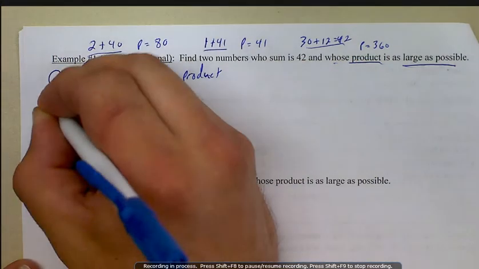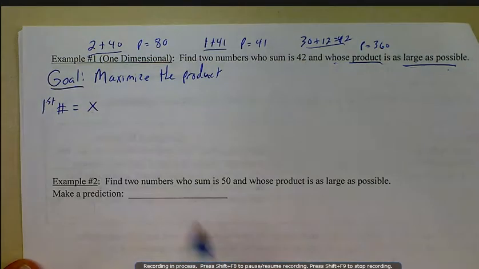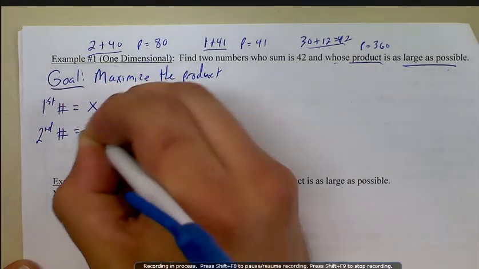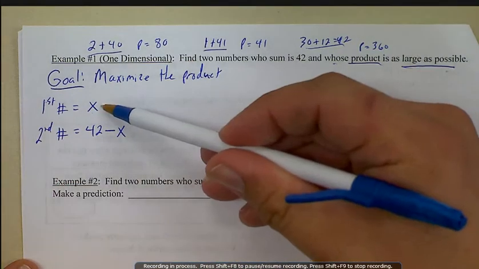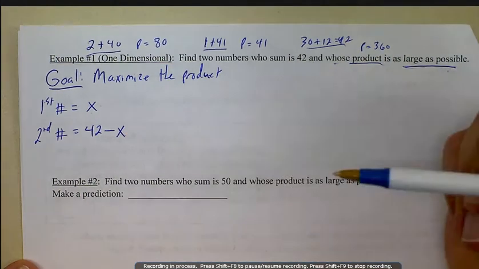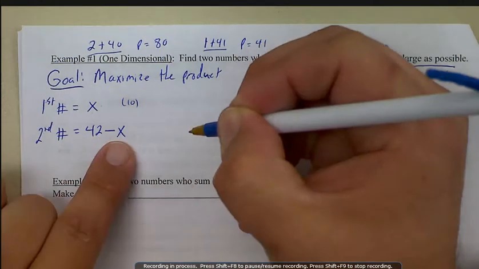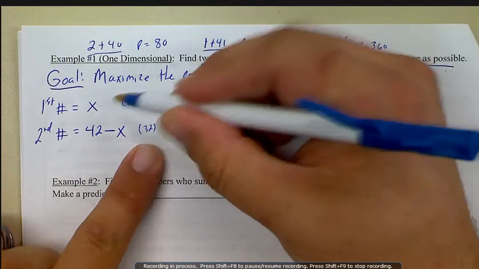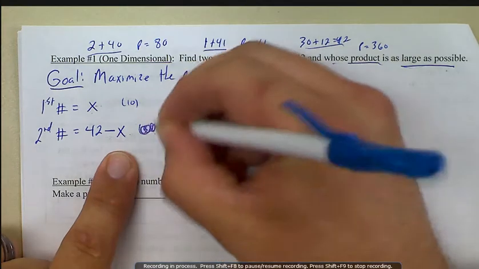So I'm going to start off, I have two numbers. The first number I'm just going to designate as x. I don't know what it is, it could be anything. Now my second number, I'm going to write as 42 minus x, because whatever x is, the second number is going to be that much less than 42. For example, if the first number was 10, 42 minus 10 gives me the second number, 32. So whatever you choose for the first number, 42 minus it will give you the second number. That's why my mathematical notation is what it is.